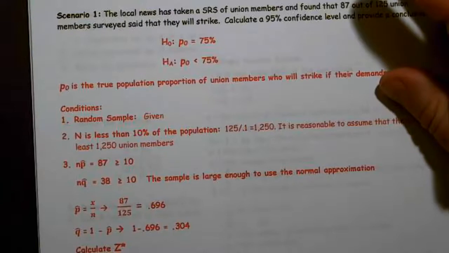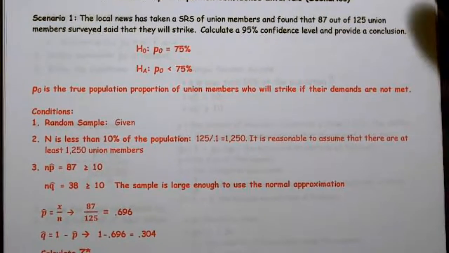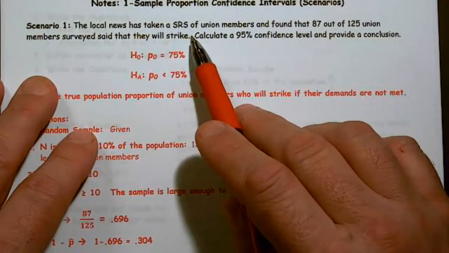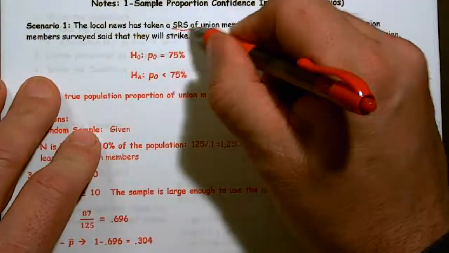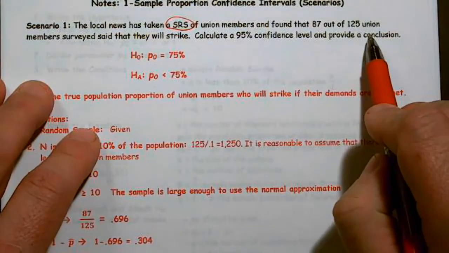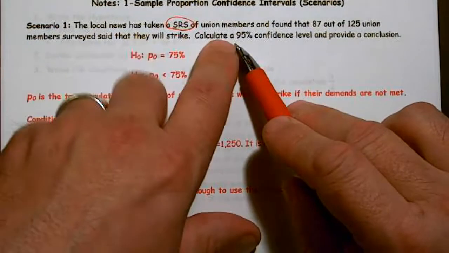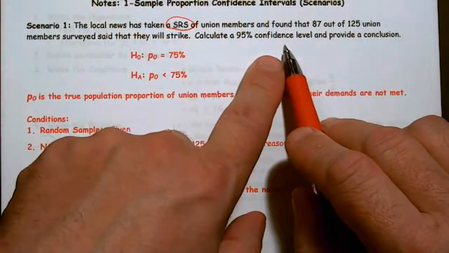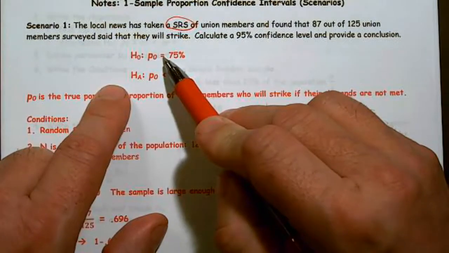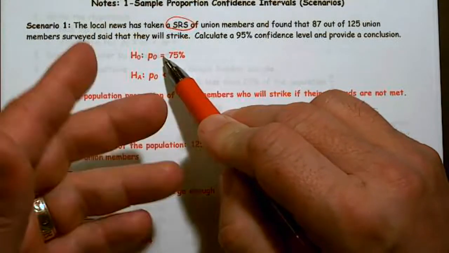We're going to go back to the same scenario on the unions that we used for the hypothesis test. So when we were doing the unions, we said the local news has taken a simple random sample, very important, very useful, and found that 87 of the 125 union members said they will strike. Calculate a 95% confidence level, and provide a conclusion.